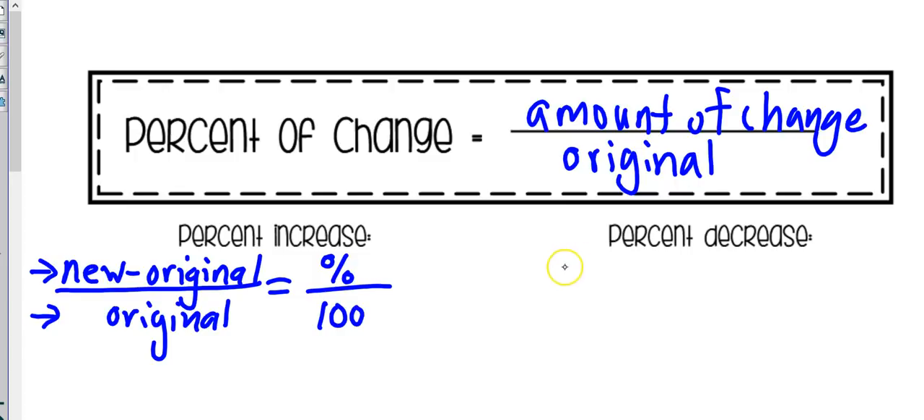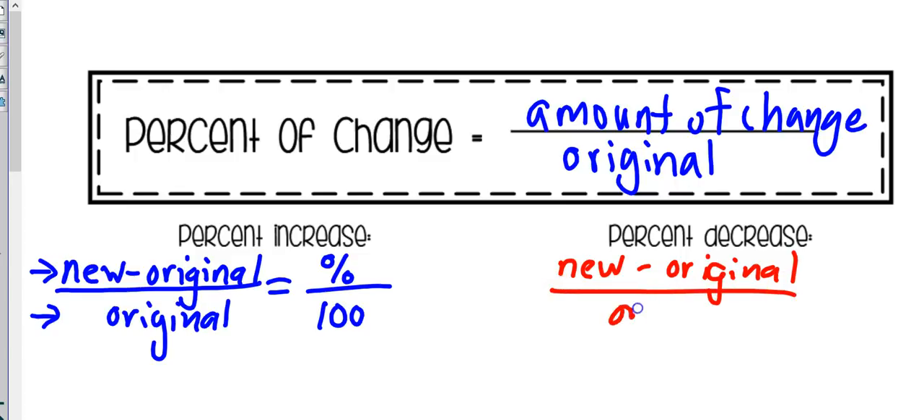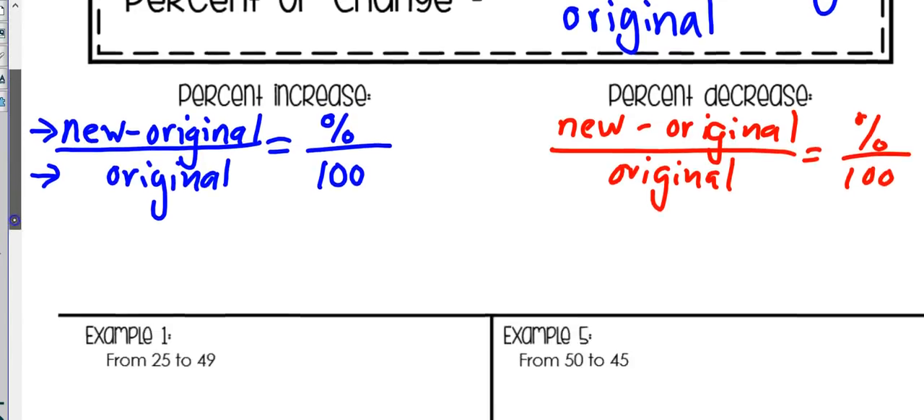Same thing with percent decrease. We do the same thing, except we end up with a negative. So we have our new amount minus our original, and then that's over our original, and that's equal to percent over 100. Those are the two formulas, or your percent of change proportion, that you would use to solve these problems, just like we've done other proportion problems in class. Let's take a look at some examples.